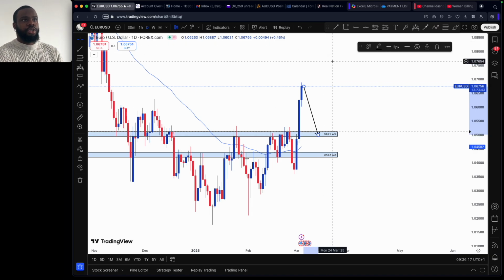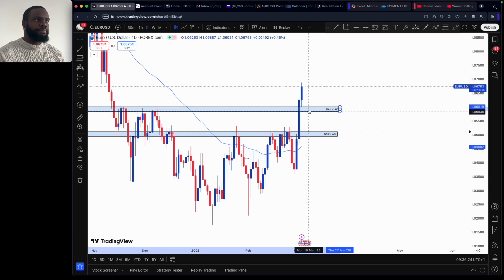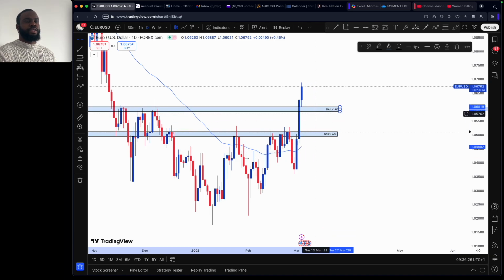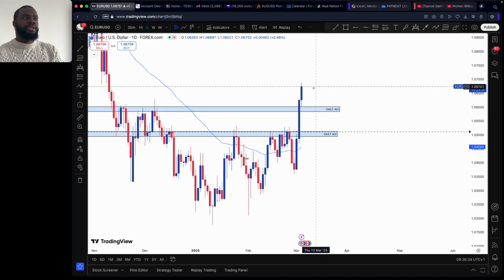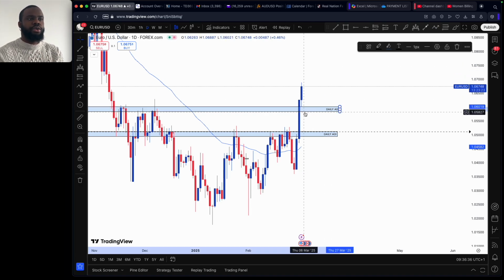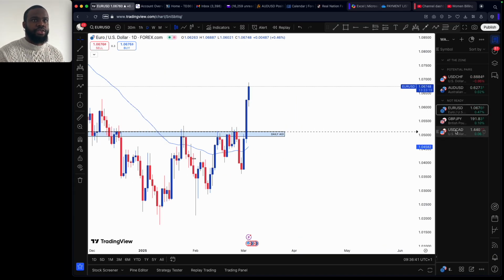1.05007 before moving to the upside. So if the daily can still close bullish like this, I'll be aiming at this zone around the 1.06019 for trend continuation of EUR/USD. But as for now, I'm neutral on EUR/USD. I'm not so interested in EUR/USD here.